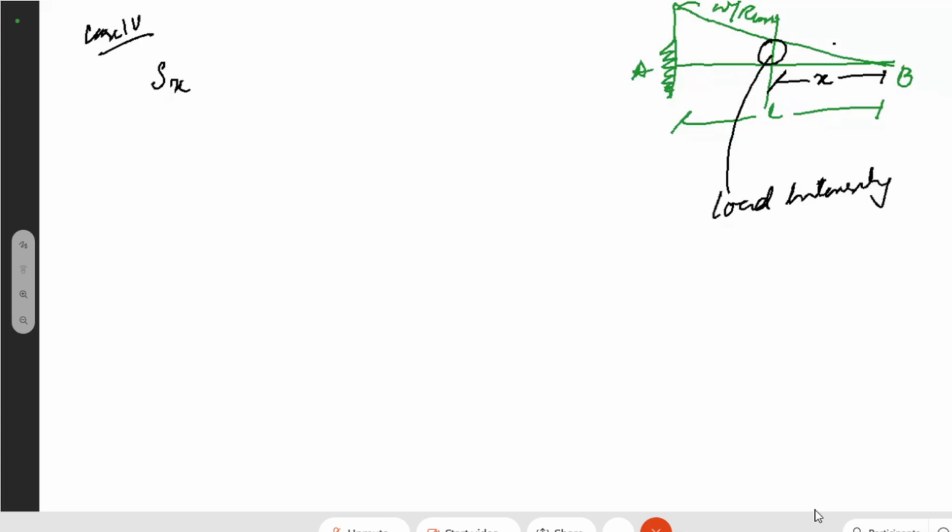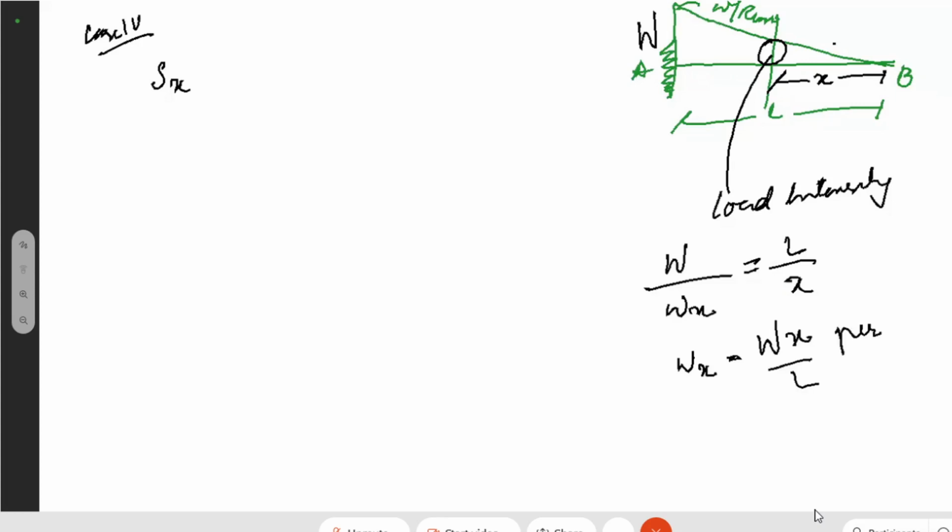We need to see what will be the load intensity. For that, I have already told you we use similar triangles and we calculate this load. If this is your capital W at this point, then W over L will equal Wx over x, and your Wx at the point x will be equal to capital W x by L.